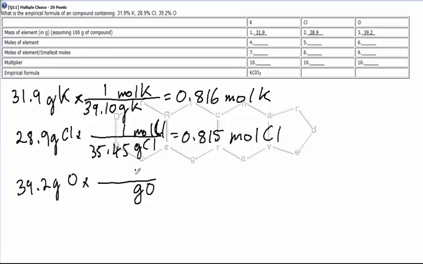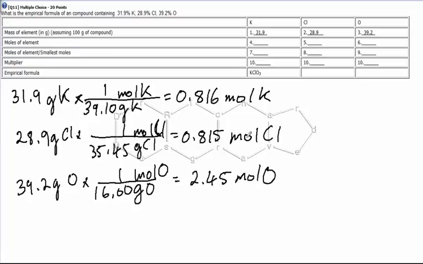And the last one, 39.2 grams of O. Grams of O go on the bottom, moles of O go on top. 1 mole O is 16.00 grams of oxygen, and that comes out to be 2.45 moles of oxygen.